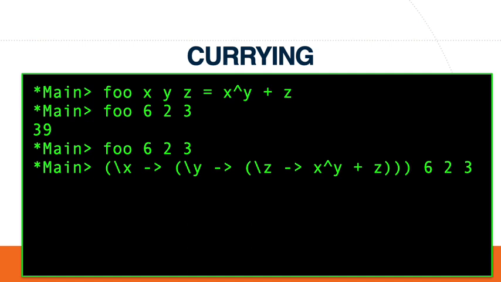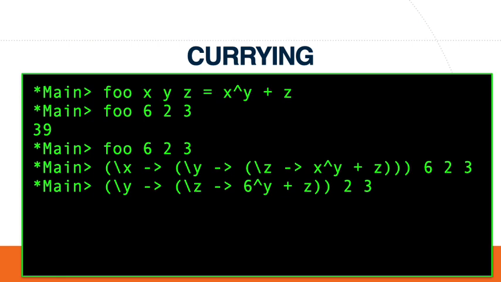Haskell just looks to the left of the anonymous function in search of that one argument. It binds 6 to x and returns another function. This function takes y and then maps to z, which then maps to 6 to the power of y plus z.